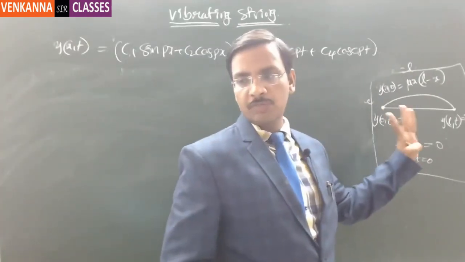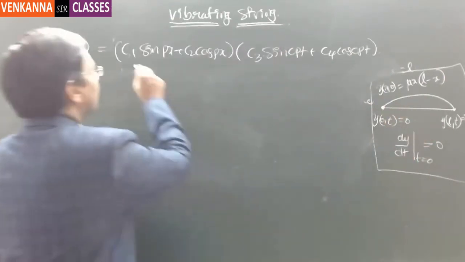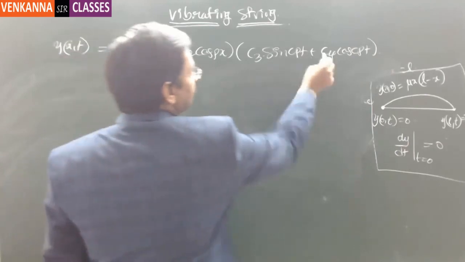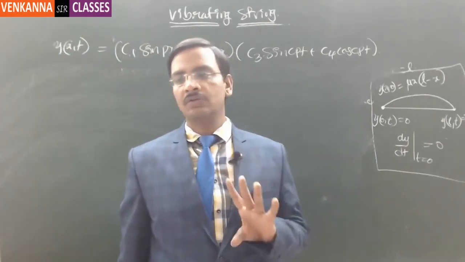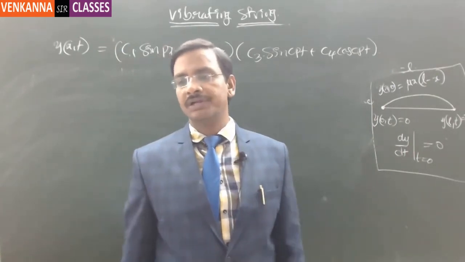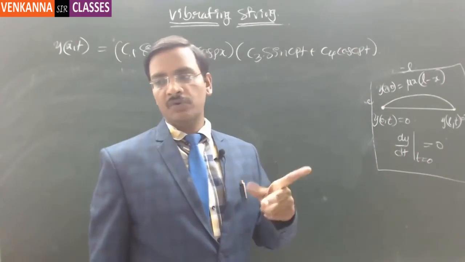There are 4 different boundary conditions we need. Why we need 4 different boundary conditions is that we have C1, C2, C3, C4, 4 different arbitrary constants. So you have to have at least 4 different boundary conditions. By looking at the problem statement itself, you can make out 2 different boundary conditions straight away.